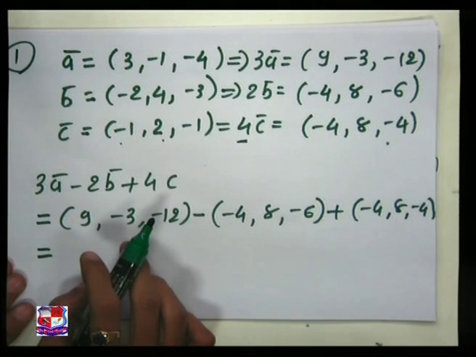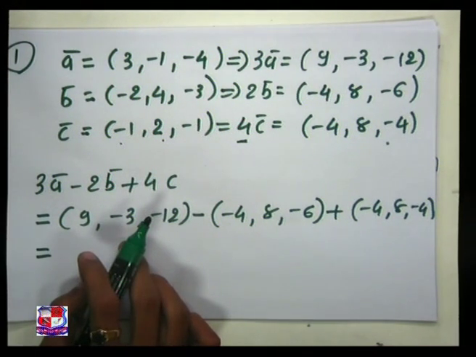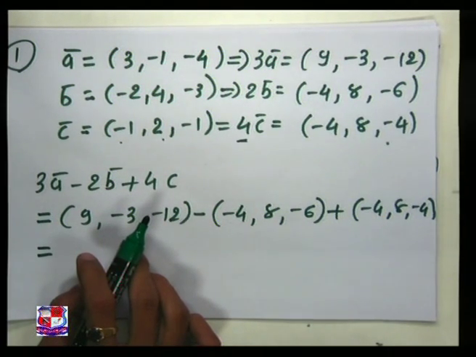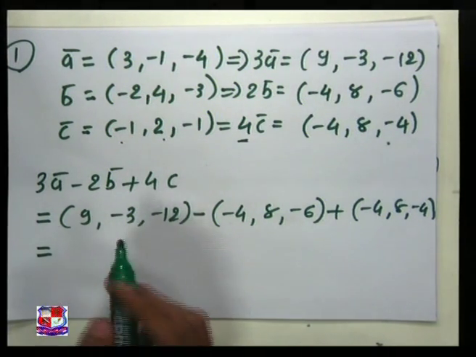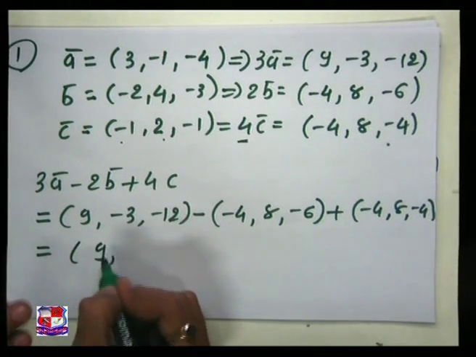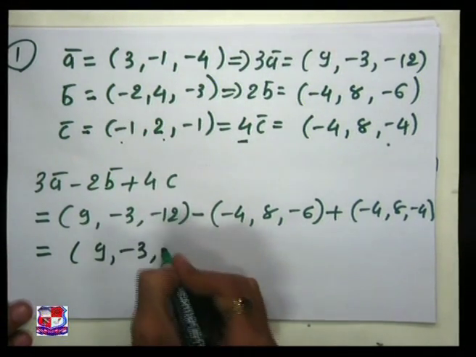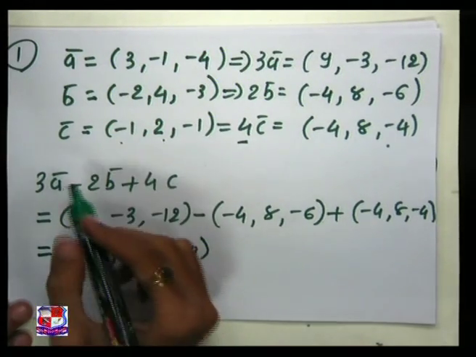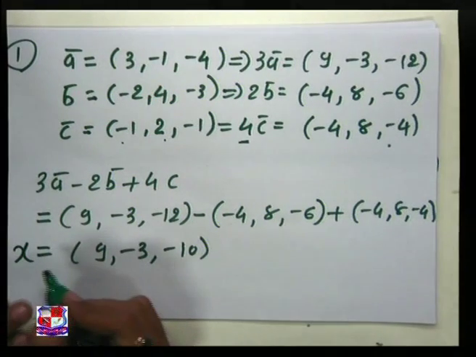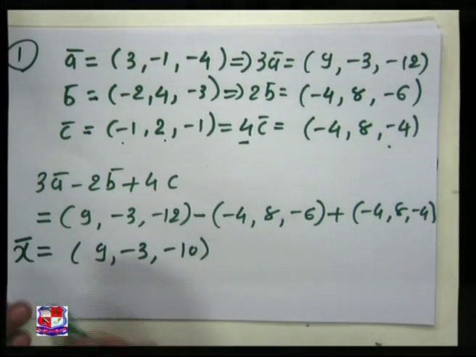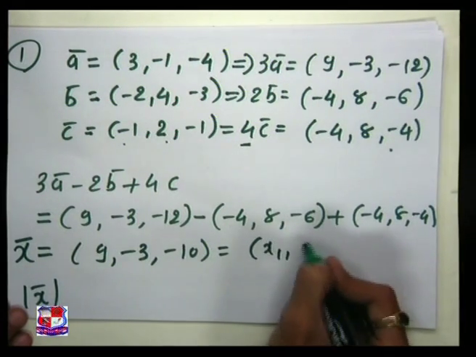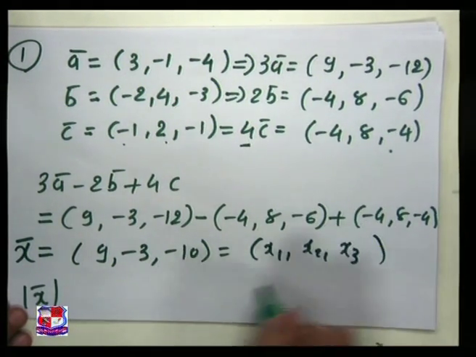So from here we will get that 3a minus 2b plus 4c is equal to 9, minus 3 and minus 10. This is the answer of 3a minus 2b plus 4c. If I tell this one is equal to x, this is vector x, then modulo of x, this one is equal to say x1, x2 and x3, right?